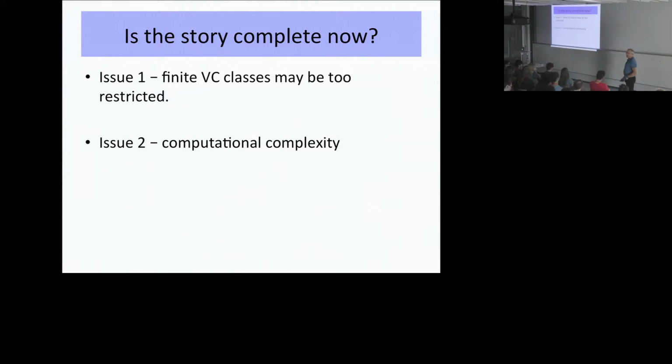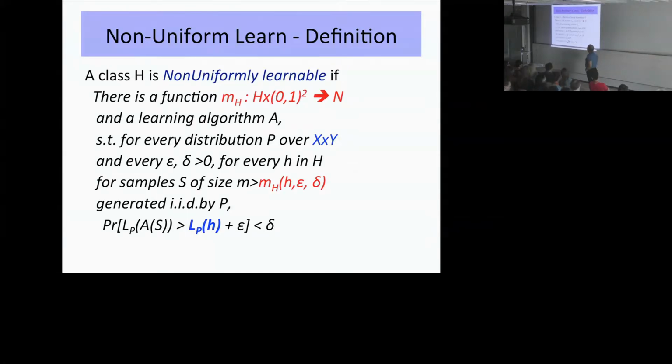Okay, so how can we handle the issue that finite VC dimension is too restricted, and on the other hand, we have a theorem that tells you can learn only if you have finite VC dimension? This is a lesson that I learned from my supervisor. When you have a question that's too hard, change the question. So the trick here is that we relax the notion of learnability to something which is still of practical value, but will give us more leeway. And the notion is non-uniform learnability.